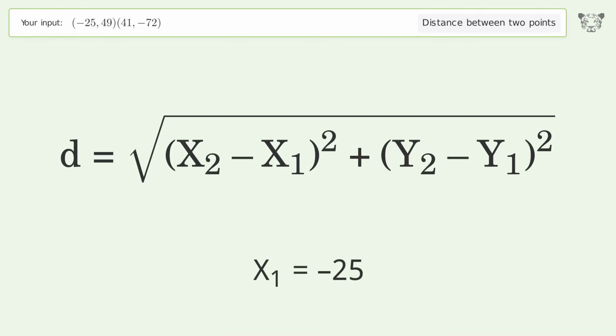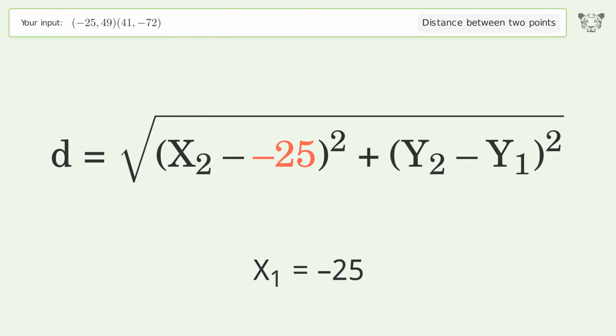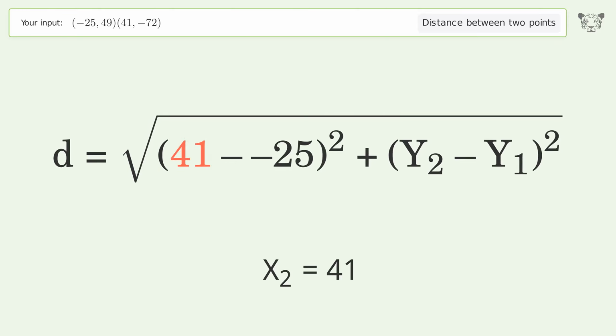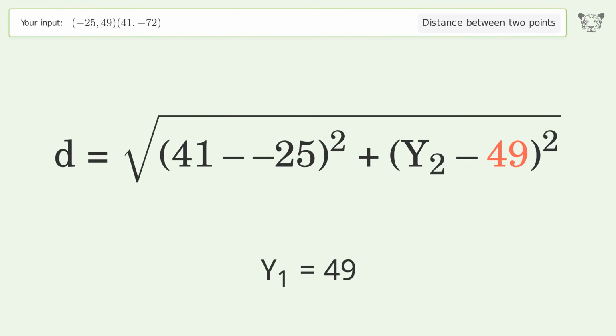x1 equals -25. x2 equals 41. y1 equals 49. y2 equals -72.